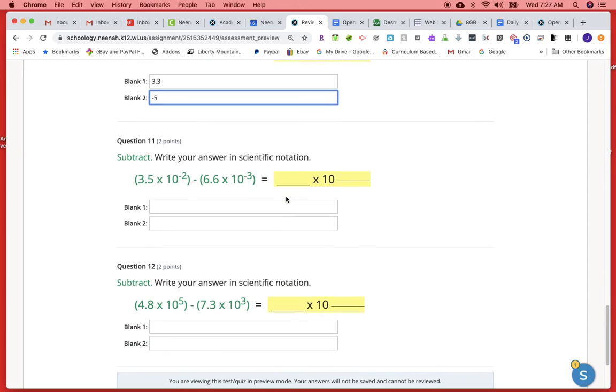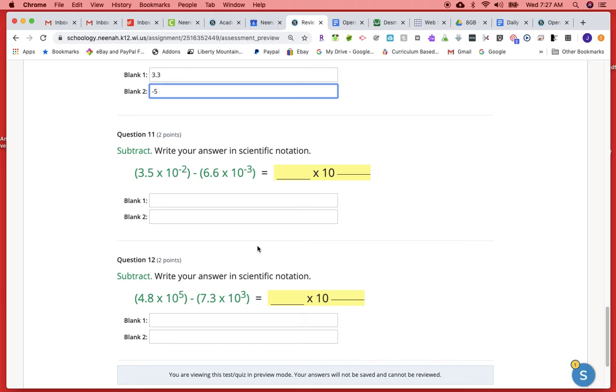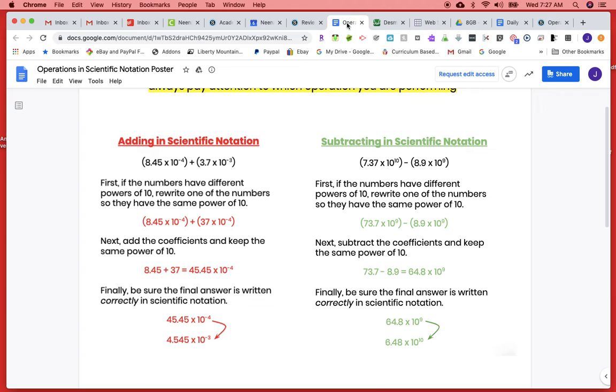Our next question, number 11, it's 3.5 times 10 to the negative 2nd minus 6.6 times 10 to the negative 3rd. I want you to pause the video, give this one a try. Please use the poster to help you along the way.